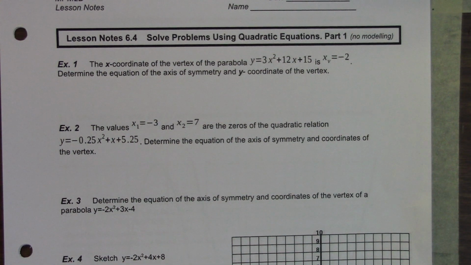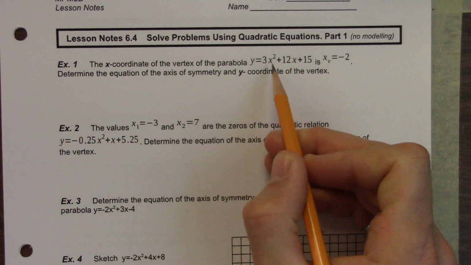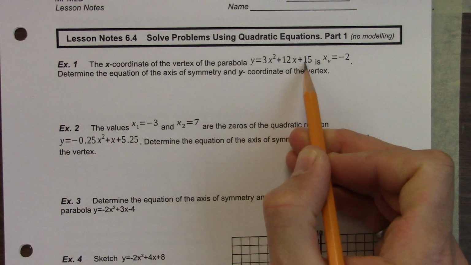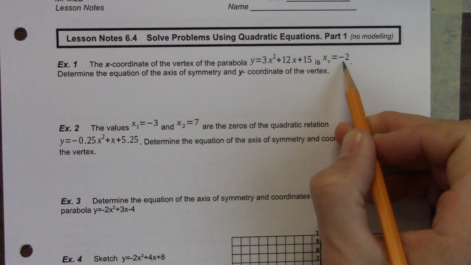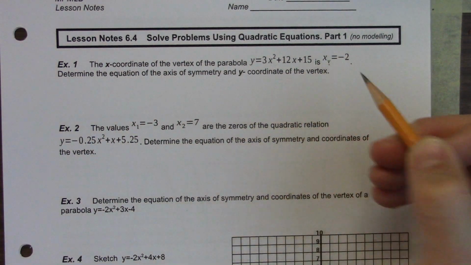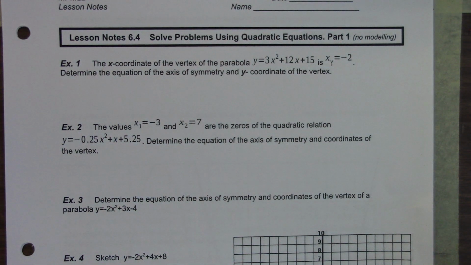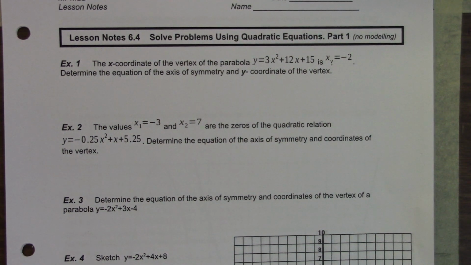Okay, so the first question says the x-coordinate of the vertex of a parabola y = 3x squared plus 12x plus 15 is x equals -2. So the little v down here represents vertex. It says determine the equation of the axis of symmetry and y-coordinate of the vertex. So who can tell me? Very, very easy here, not a trick question. What is the equation for the axis of symmetry?